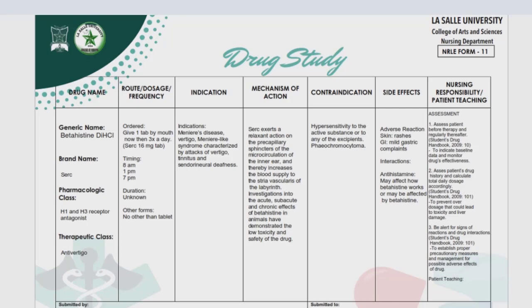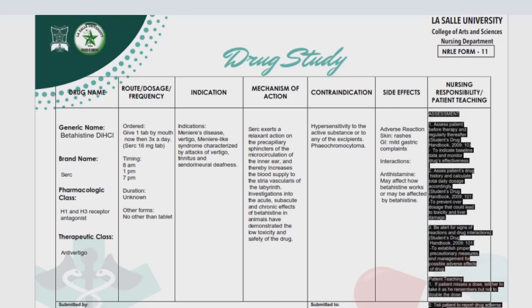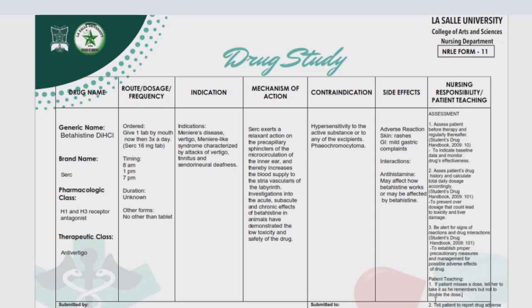So asa nato makita ang nursing responsibility and patient teaching? Pwede nato siya makita sa memes, makita pod siya or mas elaborate dito sa nursing drug handbook. For example, if a patient misses a dose, tell her or him to take it as he or she remembers, but not to double the dose. So that's an example of our patient teaching.